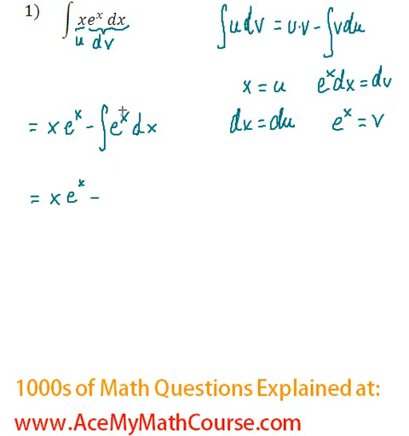Now the integral of e to the x is just e to the x, and we're just going to add a constant outside, a c, because we just integrated this. So that's it. The integral of x e to the x is x e to the x minus e to the x plus c. That's it, and I hope this made good sense to you.